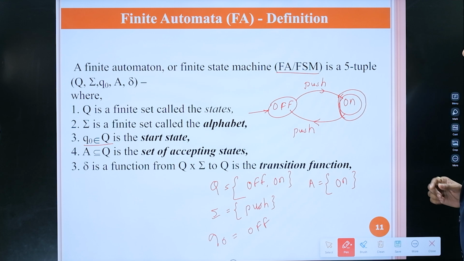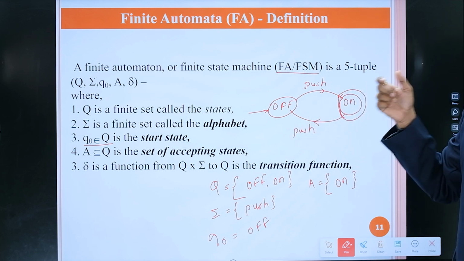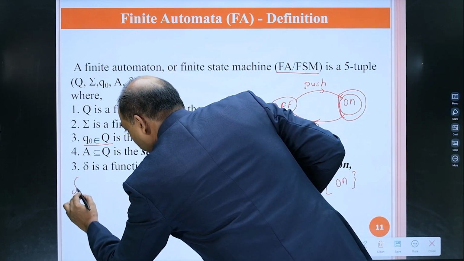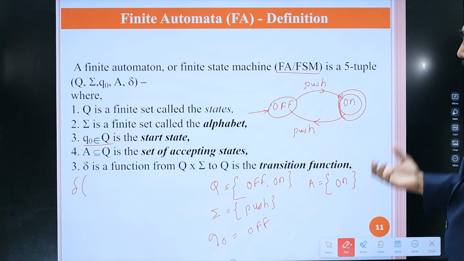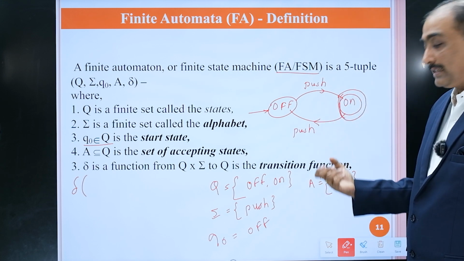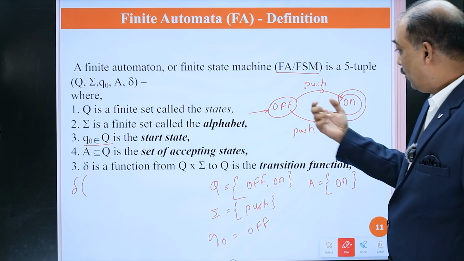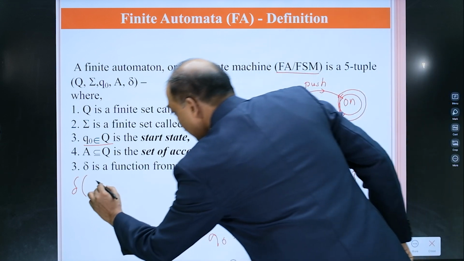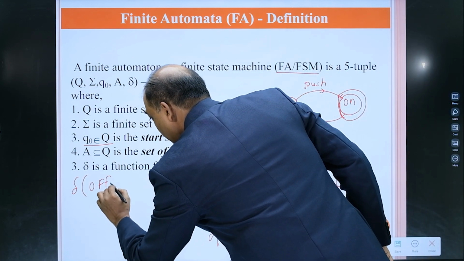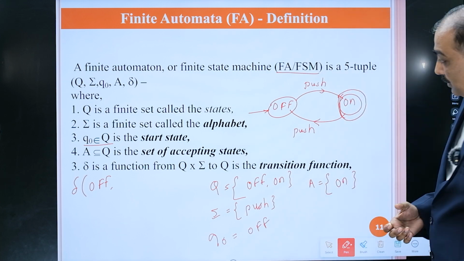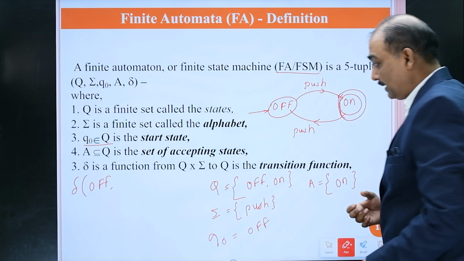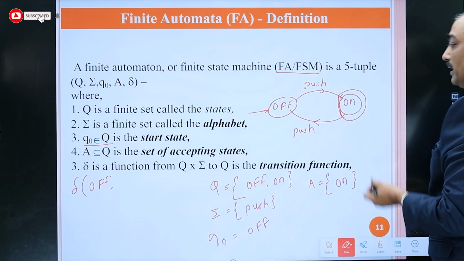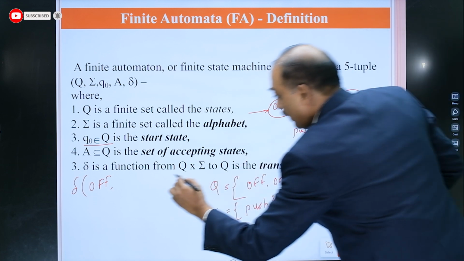Now let's talk about the final element, called delta, the transition function. How can I define this transition function? Here I'll write delta of. Where should I start? I should always start with an initial state, or a start state. What is the start state? Where is that initial state? Look into Q0. It is off. So I will write the off state, and then I need to apply an input alphabet, that is sigma. If you look into the definition, for Q I have written off, and I need to apply sigma on this. So what is sigma? Here it is push. I will apply push.